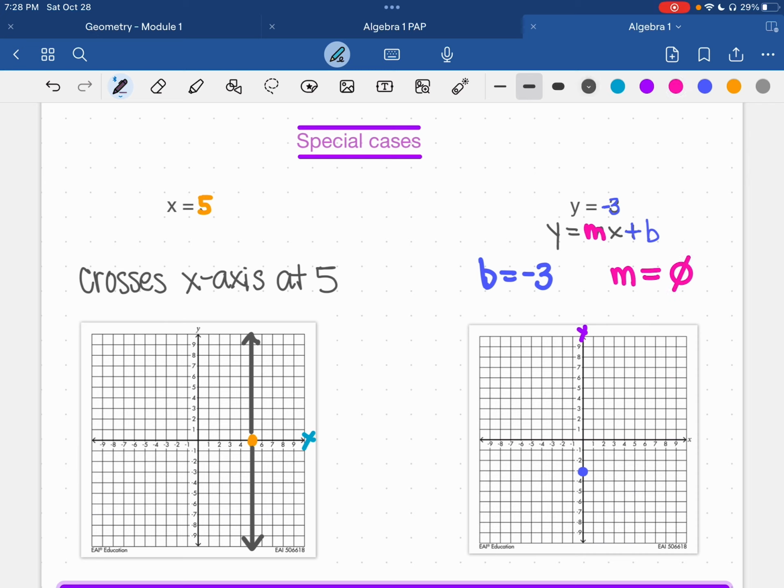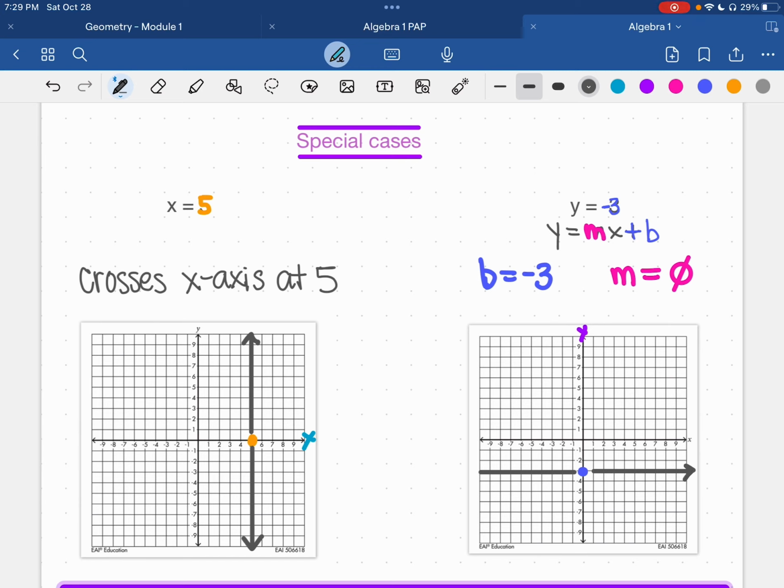If you go back and look at your lesson 1, or sorry, I think it was lesson 2, where we talked about the types of slopes, positive, negative, 0, and undefined, you would see that it would go straight across like this if you have a 0 slope.